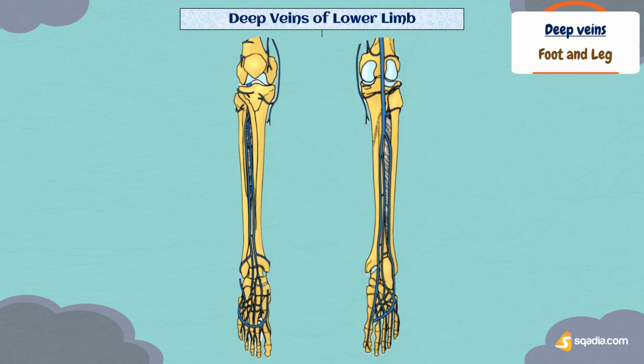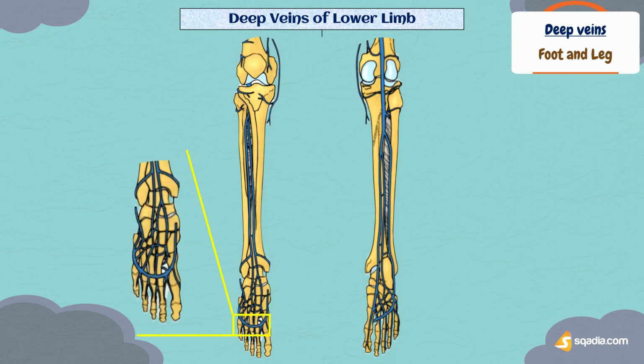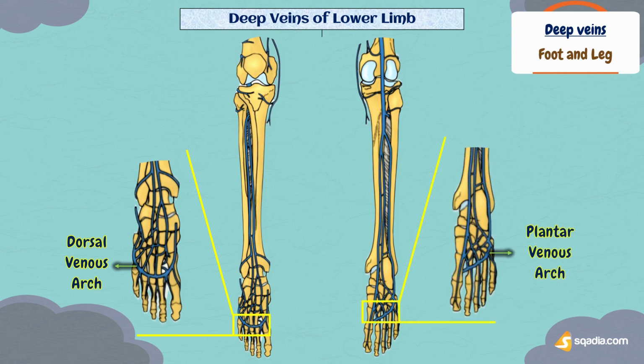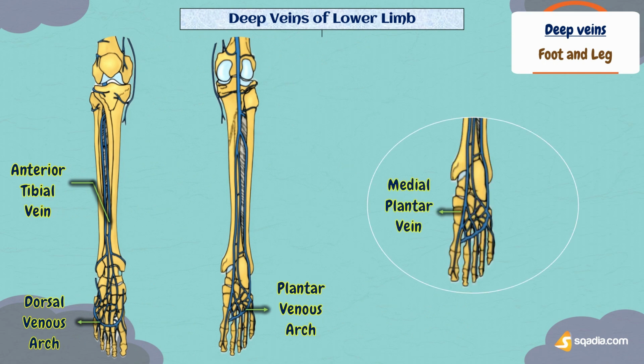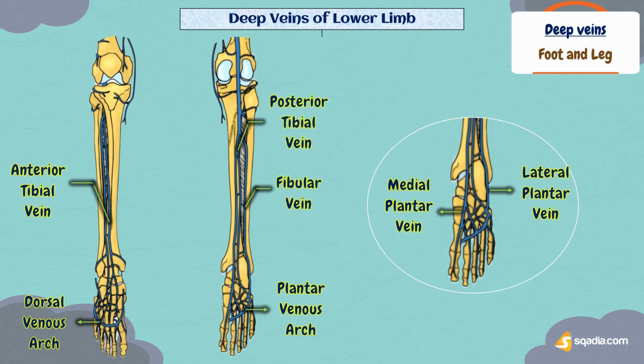The main venous structure of the foot is the dorsal venous arch, at the dorsum of the foot, and the plantar venous arch, at the plantar surface of the foot. These arches mostly drain into the superficial veins. Some veins from the arch penetrate deep into the leg, forming the anterior tibial vein. On the plantar aspect of the foot, medial and lateral plantar veins arise. These veins combine to form the posterior tibial and fibular veins.